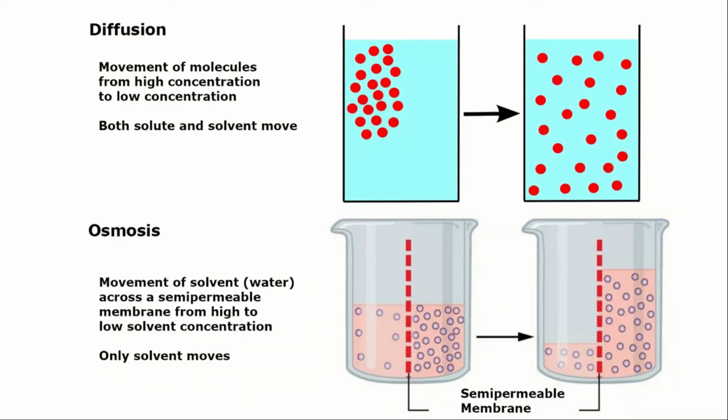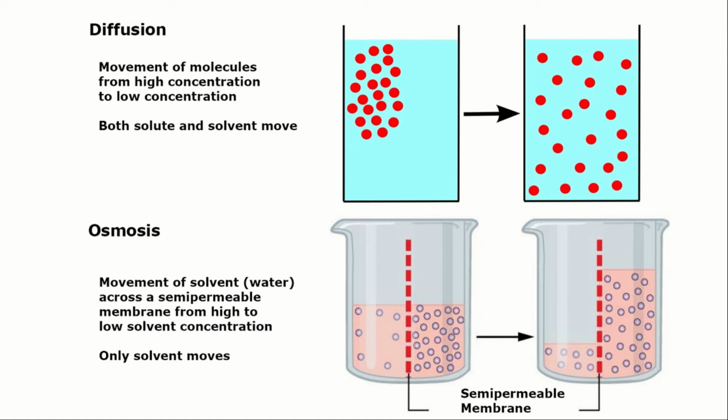Diffusion and osmosis. Diffusion means movement of molecules from higher concentration to lower concentration. Both solute and solvent move. You can see here in the first picture, the higher concentration of molecules moving to a lower concentration. So the concentration becomes lesser and lesser, that is, the distance between the two molecules becomes lesser. This is called diffusion.